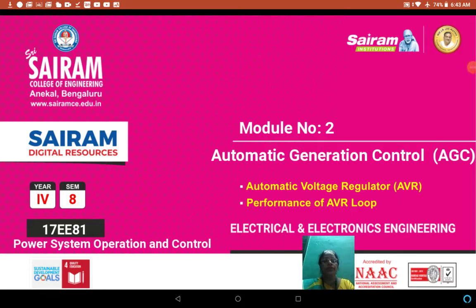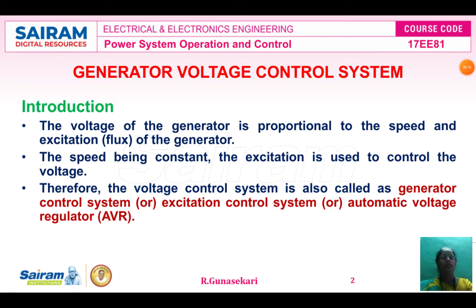Now I give a lecture on the automatic voltage regulator and the performance of the automatic voltage regulator control loop. First we study the generator voltage control system, that is the AVR loop. What is the introduction to the generator voltage control system? The voltage of the generator is proportional to the speed and the excitation, that is the flux of the generator.